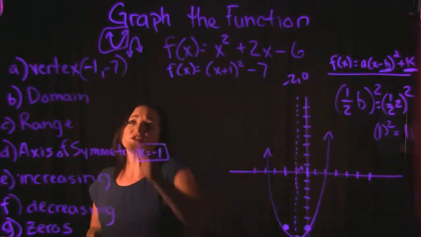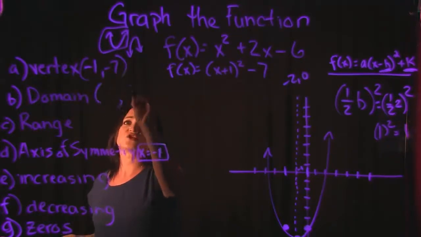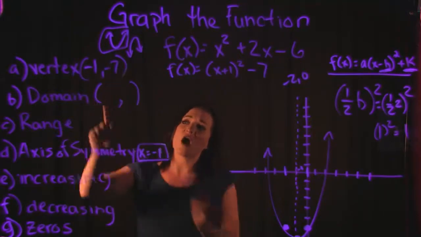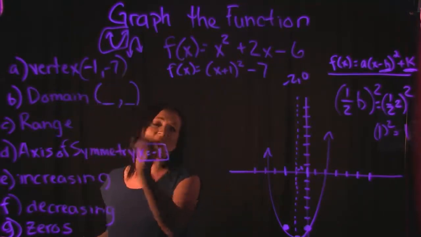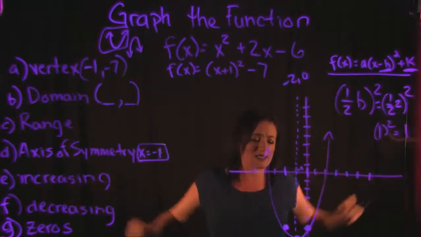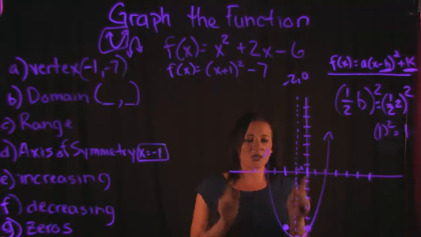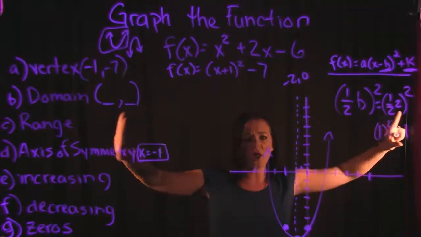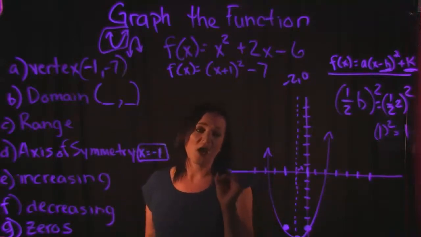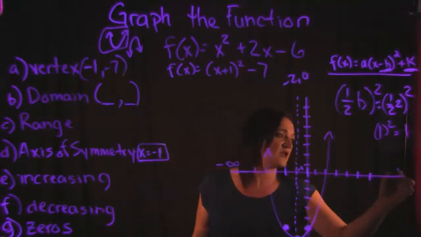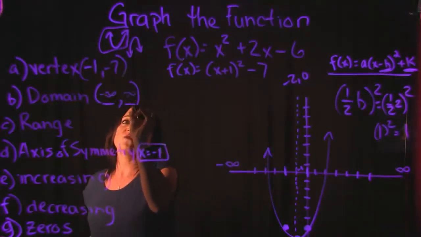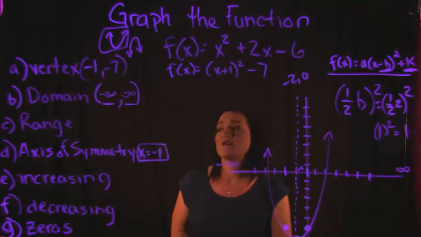When we give a domain, we always give it in interval notation. So it's always surrounded by parentheses or brackets. We have our leftmost answer, and then we have our rightmost answer. So how far left does our graph go? How far right does our graph go? Since we have arrows on either side here, this graph is going to keep going on and on and on. It's never going to stop. And when it doesn't stop, we call that infinity. On the left-hand side, that is negative infinity. On the right-hand side, that is positive infinity. So that is our domain for this particular graph, just because it keeps going on forever.